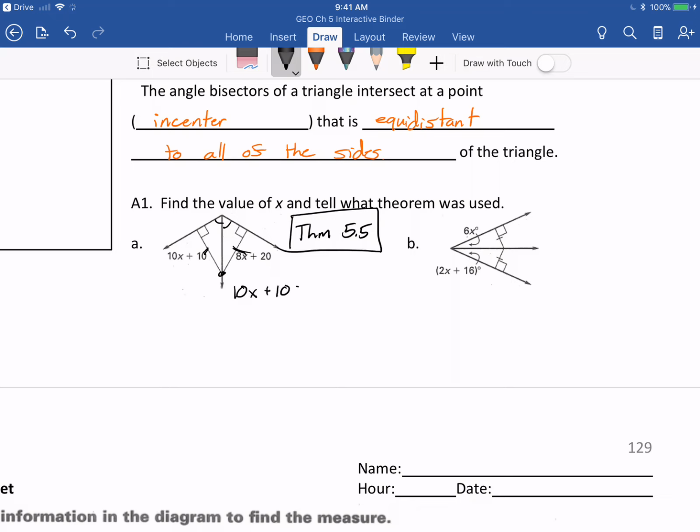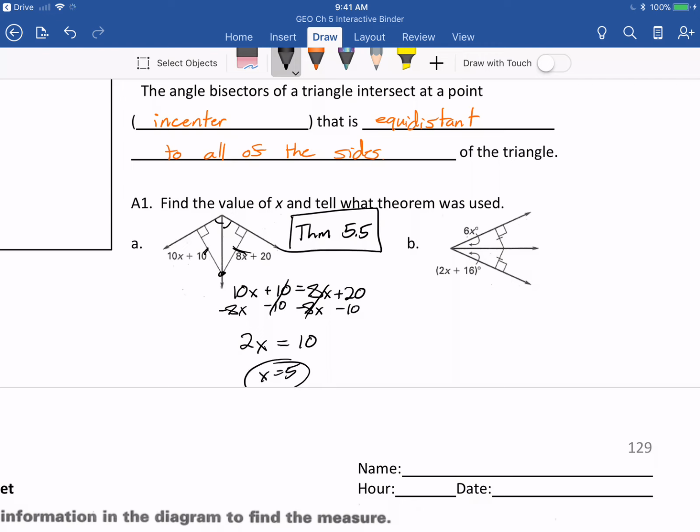So I get 10x plus 10 is equal to 8x plus 20. I go through here, I subtract the 10, I subtract the 10, I subtract the 8x if I'm going to do that in the same step. So these guys go away, these guys go away. So I have 2x is equal to 10. Divide by 2, I get x equals 5 here.